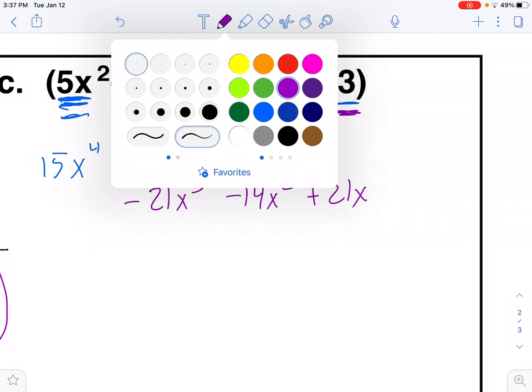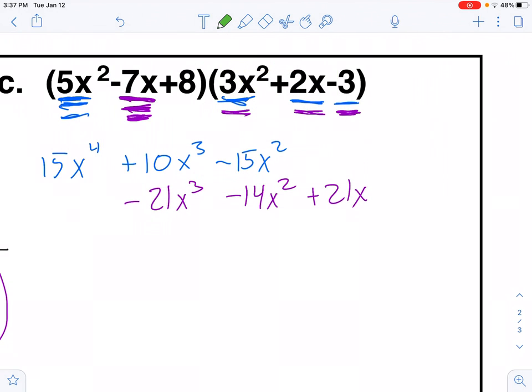And then with my 8, I'll use green. So I got 8 times 3, which is positive 24x squared. I have 8 times 2, which is 16. So I'm going to get positive 16x, and 8 times negative 3, which is negative 24.